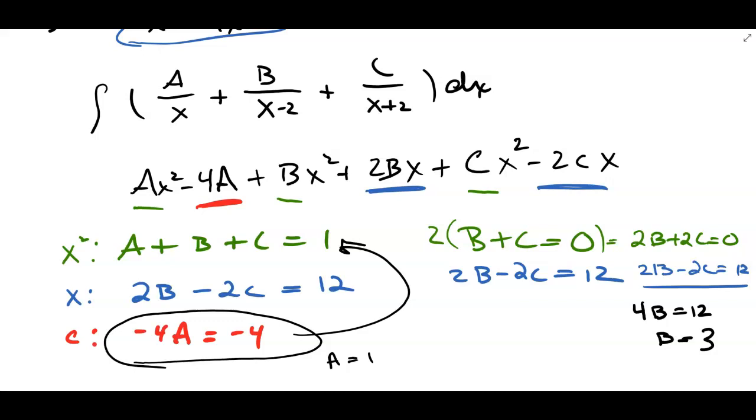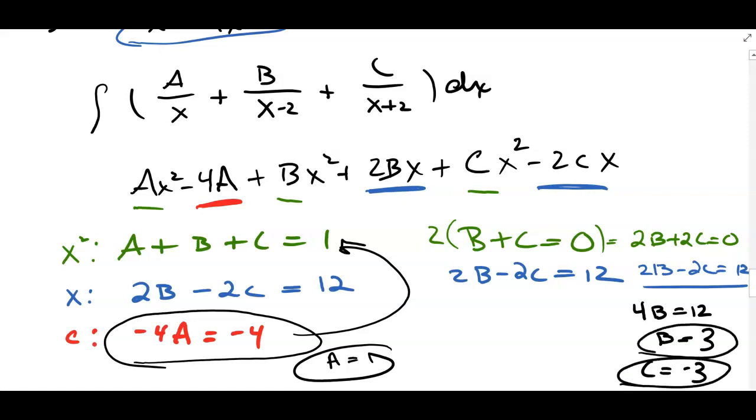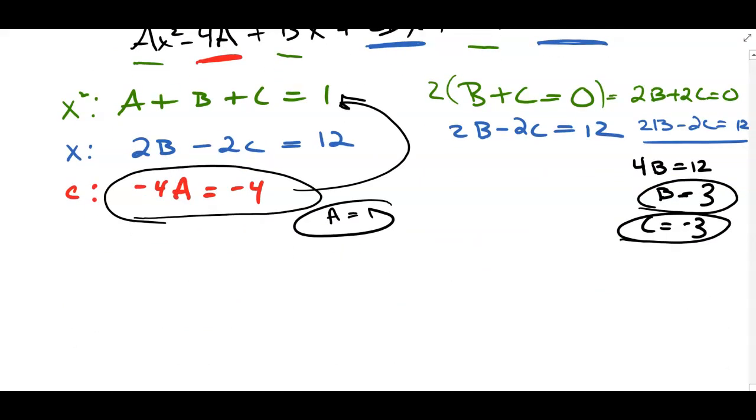So we know a is 1, we know b is 3. It looks like c would have to be negative 3. So you can do it any way. You can put the b into the blue equation. That's 6. 12 minus 6 is 6. Divided by negative 2 is negative 3. So yes, c is going to equal negative 3. All right. So a is 1, b is 3, c is negative 3. And we're going to go ahead and plug it into our original integral.